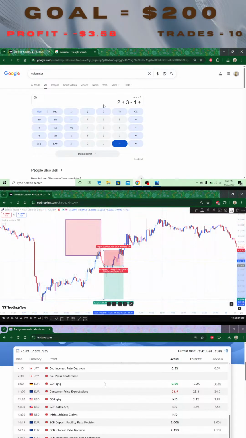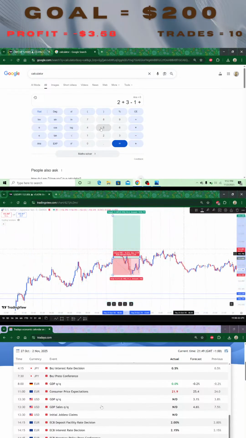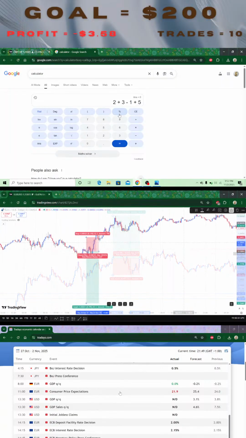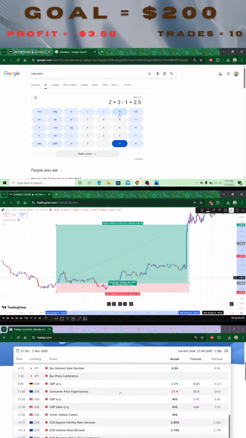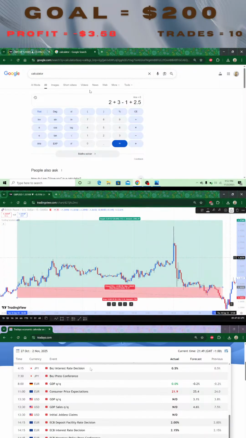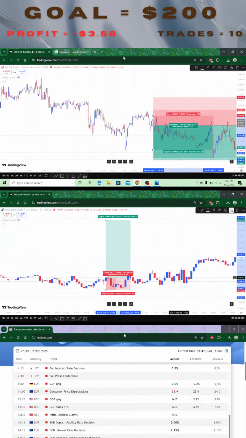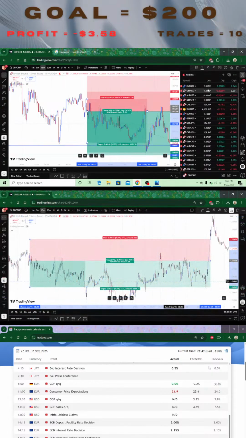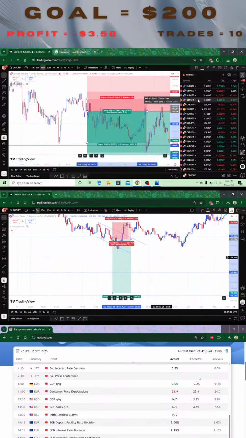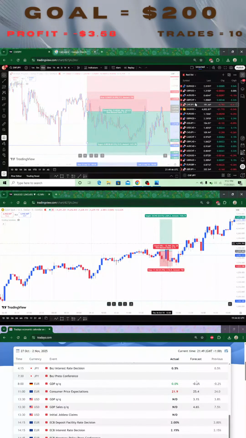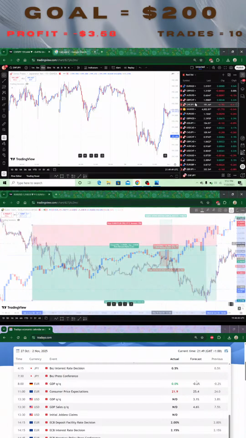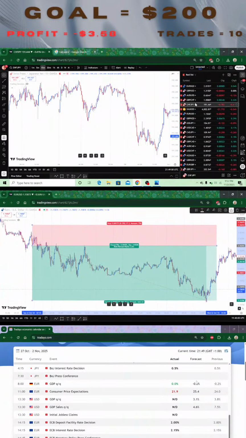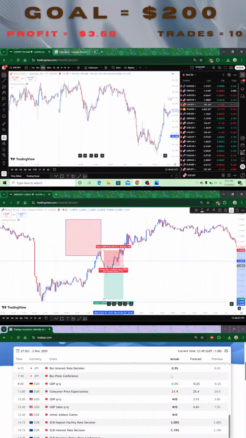That is plus 2.5. Let's do it like that. 2.5. That is 4 trades so far. Let's go to the fifth one. This one is GBP CHF, CHF JPY. Okay.